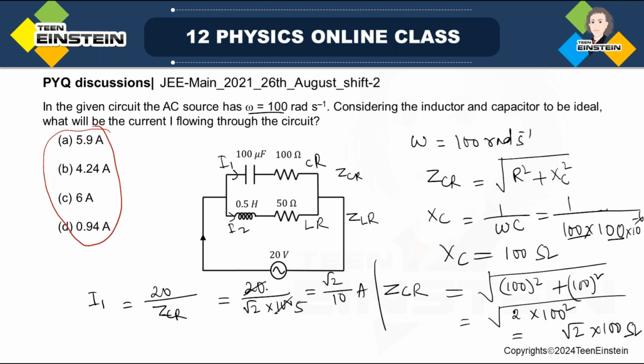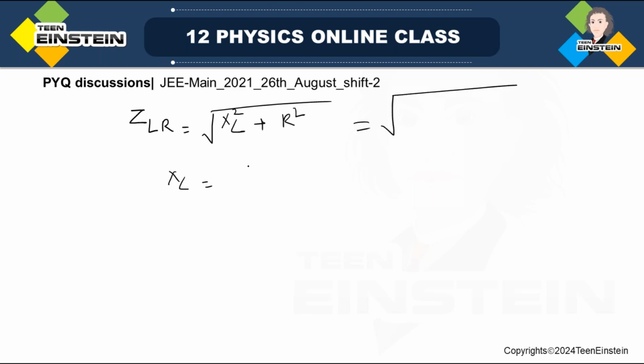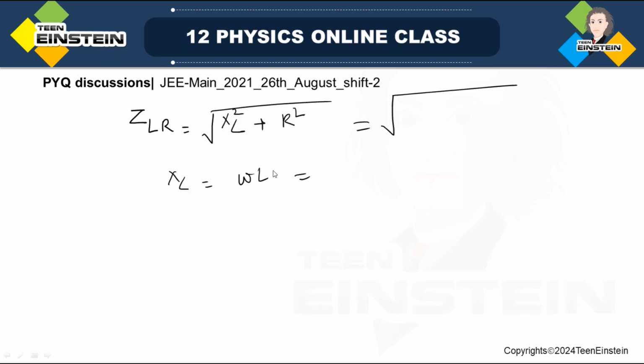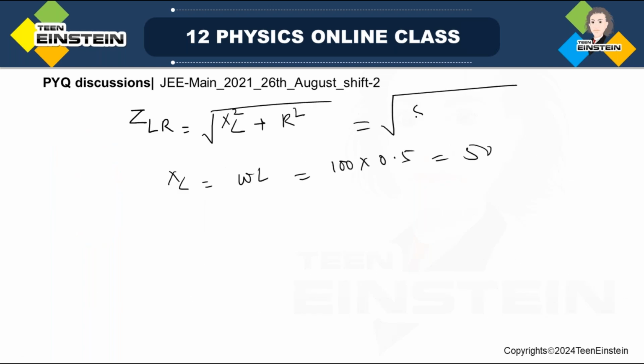Whatever we have been given in the circuit, let us just go ahead. So for the other case, what is ZLR? Square root of XL square plus R square. XL is how much? XL is omega into L. What is omega? What is L? Omega is 100, L is 0.5, into 0.5, that will give you 50. Now what is R in this branch? That is also 50. So 50 square plus 50 square, how much do you get? You get root 2 into 50.